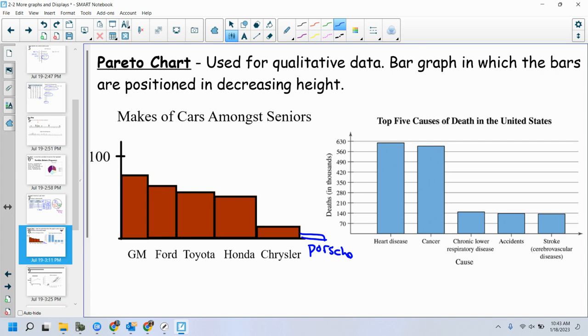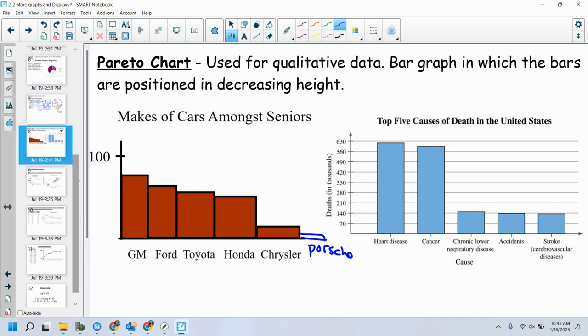Top 5 causes of death in the United States. Notice again, it goes in decreasing order. Always make a scale along the y-axis. The scale along the y-axis is always the frequency, and then along the x-axis is your qualitative categories. And that is a Pareto chart. Pretty simple there.